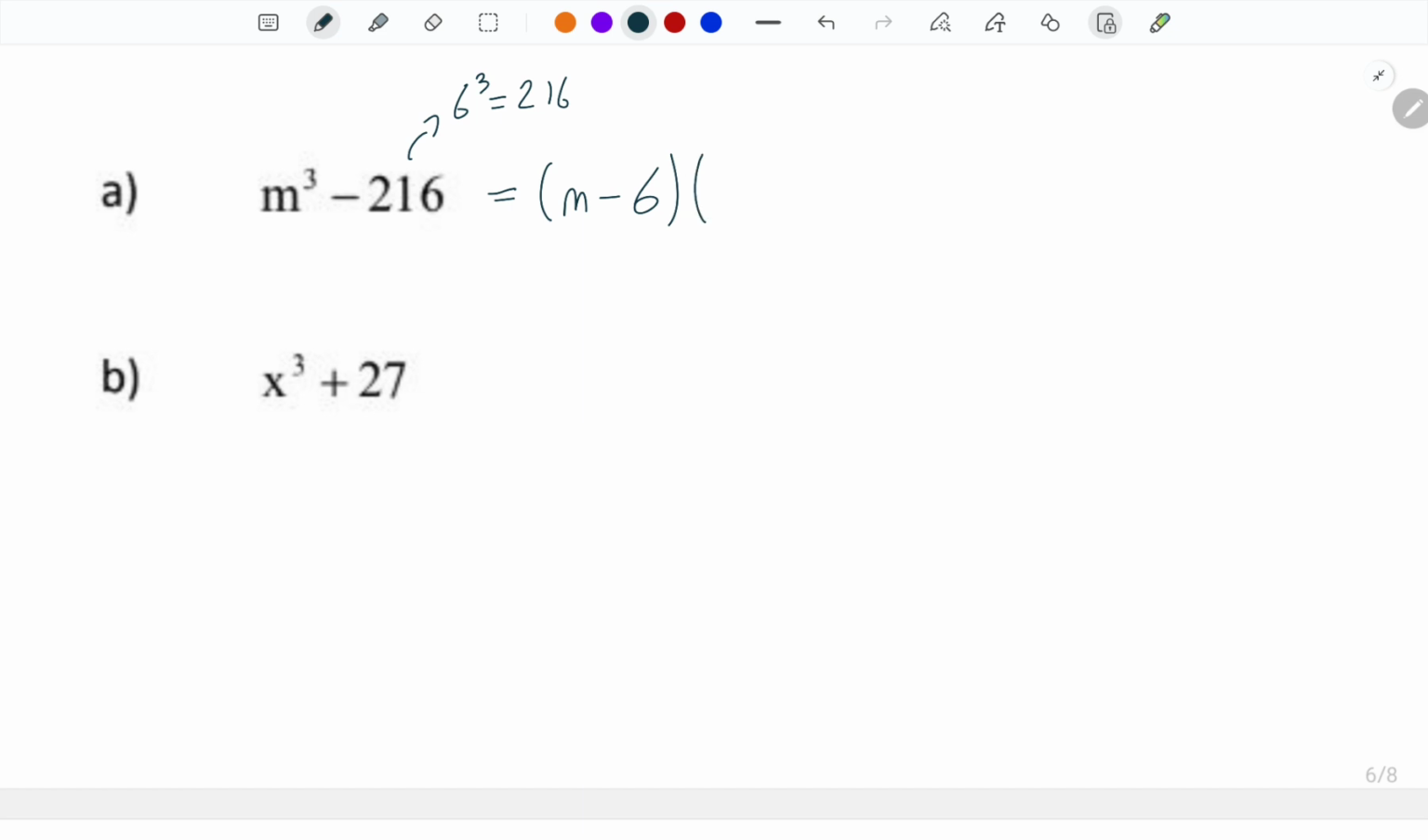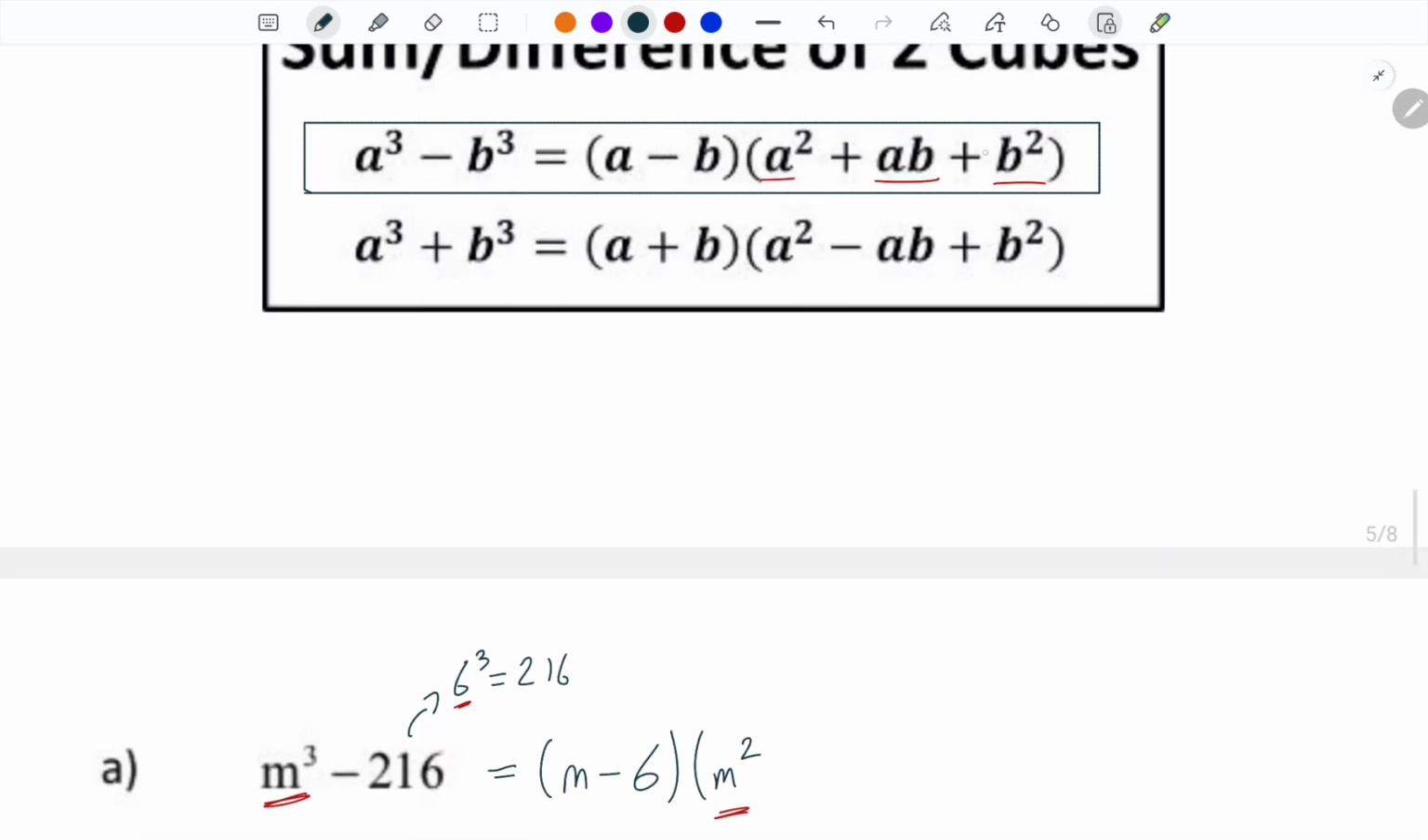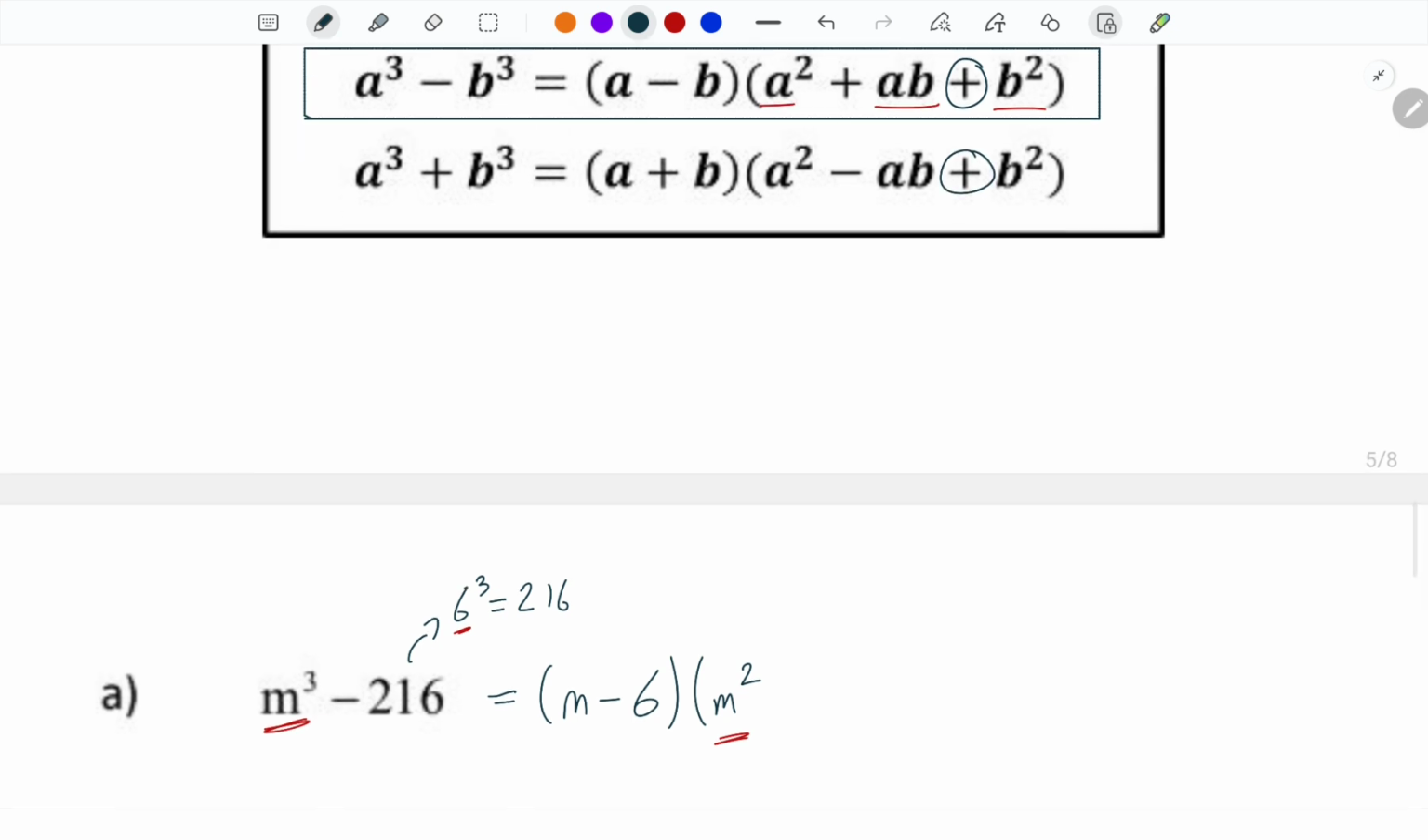And then to do the next part, how I like to remember it is it's the square of the first term, which is just m squared. And then it's the square of the second term, and we're looking at the 6. I don't mean the square of 216. So that's going to be 36 at the end. And if you're wondering about the signs, the end is always a plus sign, no matter which version you're looking at, whether it's a difference or a sum.